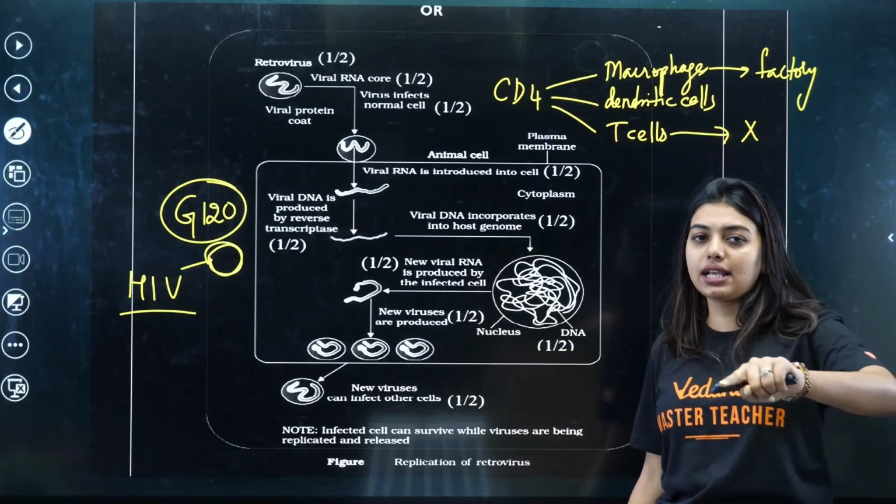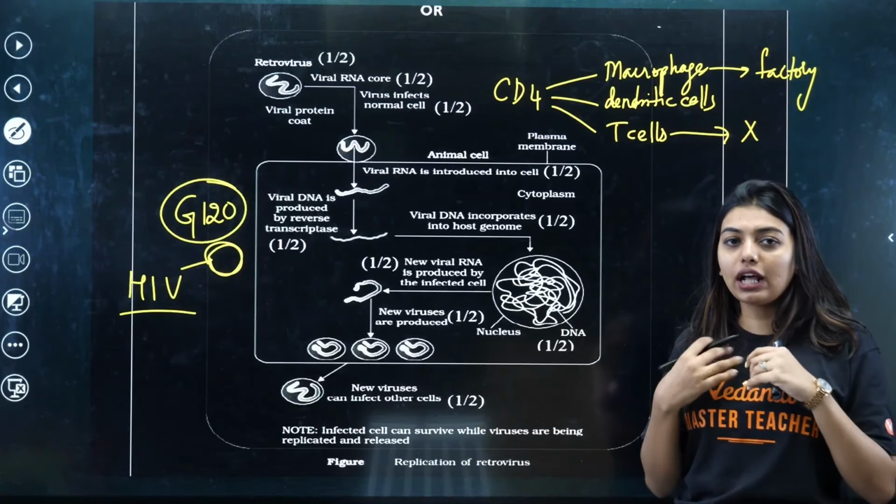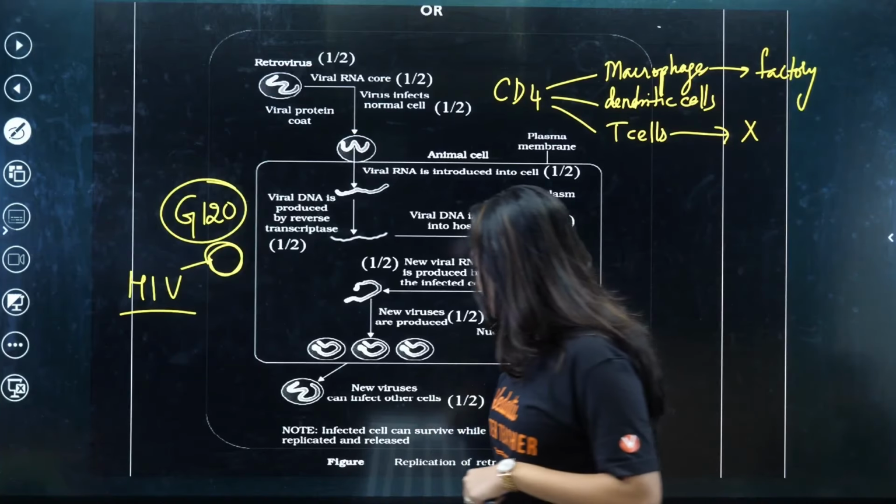Once they enter the T cell, they will make sure that the T cell dies, because they know that T cells will not allow them to survive. So they will kill the T cells if they are affected. Clear or not? Okay.